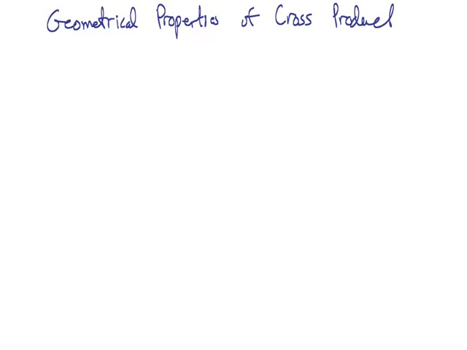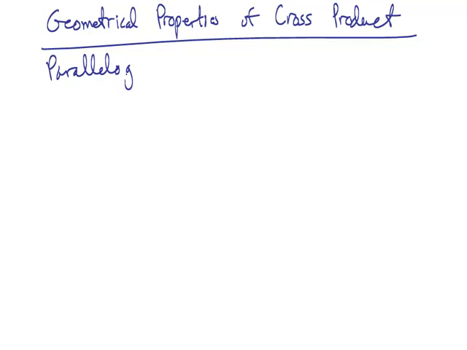Lastly then, we want to take a look at some geometrical properties of the cross product. And we'll start by looking at a parallelogram that's formed by two vectors. Remember that any two vectors form a parallelogram. So let's suppose I've got a vector here A and another vector here B.